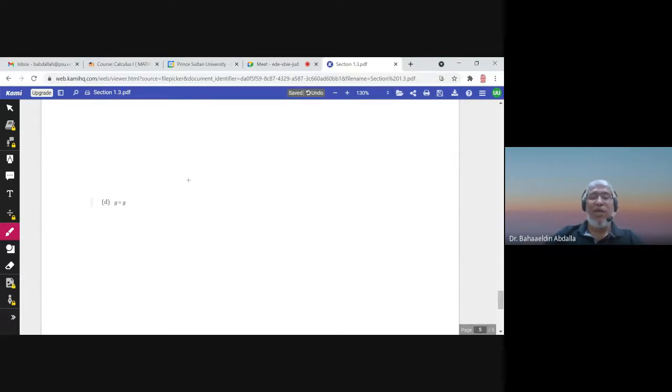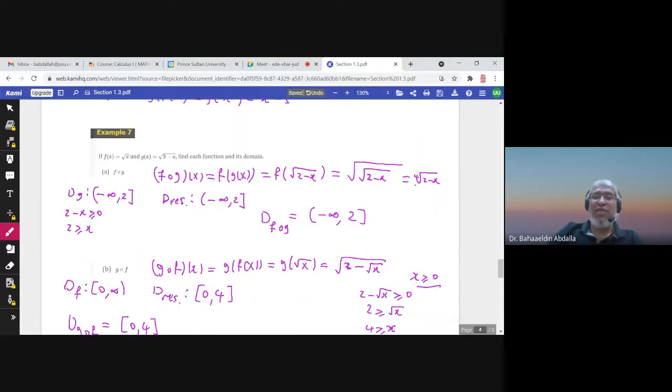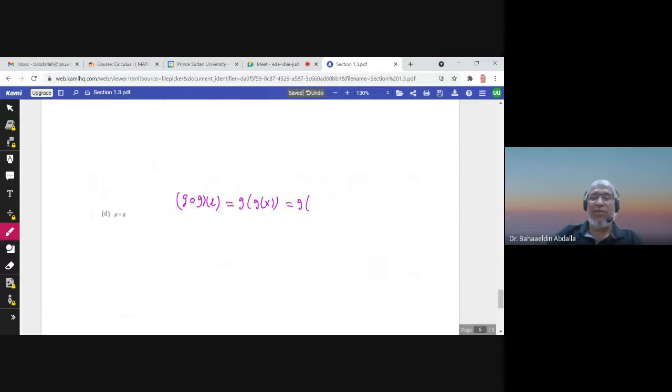Finally, G circle G of x. It would be G of G of x. What is G of x? It's the square root of 2 minus x. And what would be G of this? It would be square root of 2 minus, and I replace x here by the square root of 2 minus x. So this would be G circle G of x.